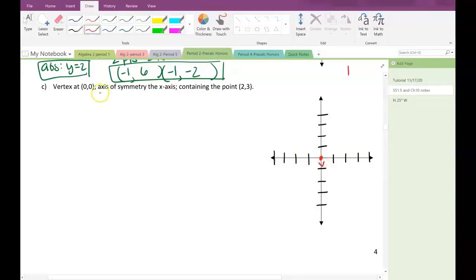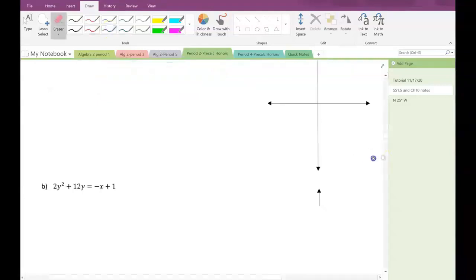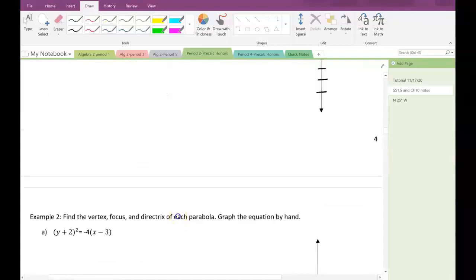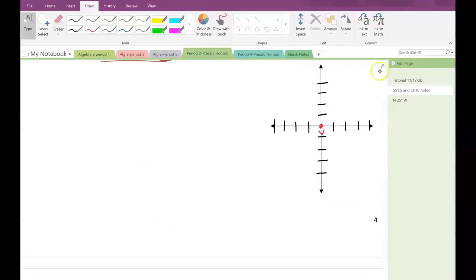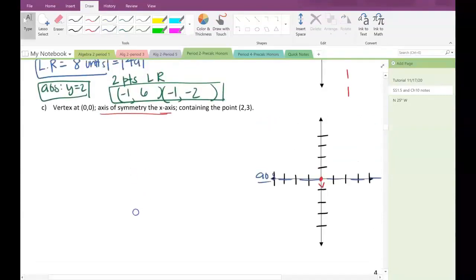And they gave us the axis of symmetry of the x-axis. Okay, so that's right on the x-axis. So right here is AOS. Okay, what else did it give us? And it contains a point 2, 3. So when you see contains a point, that means 2, 3 is going to be on the graph. So let's plot that point. 2 over, up 3. So it's on that curve.